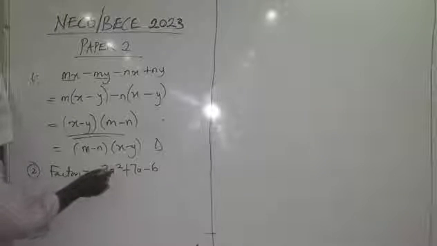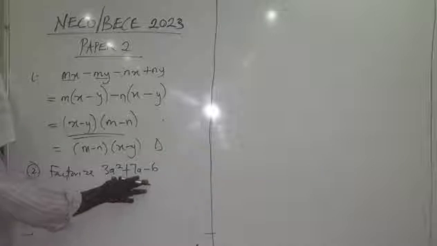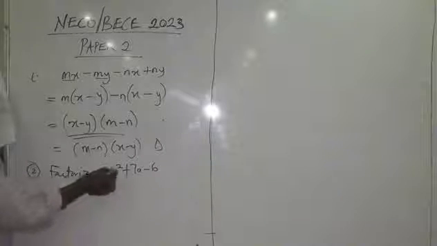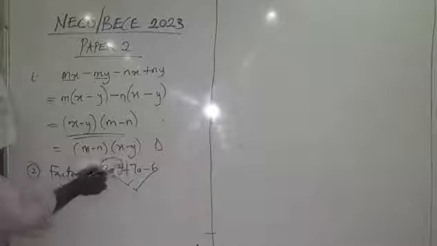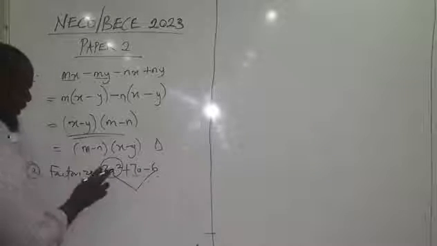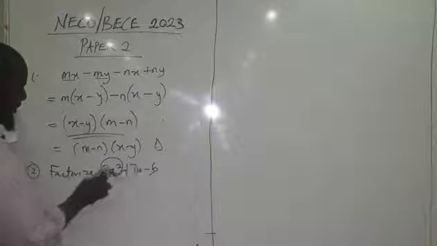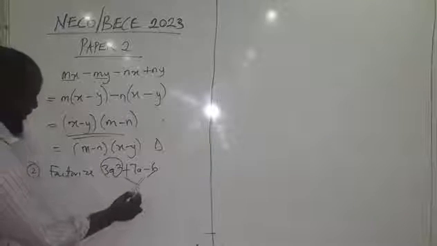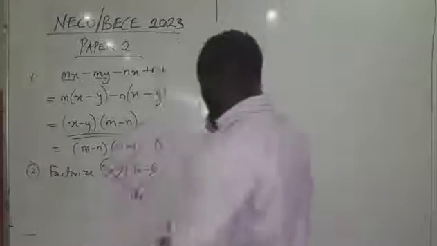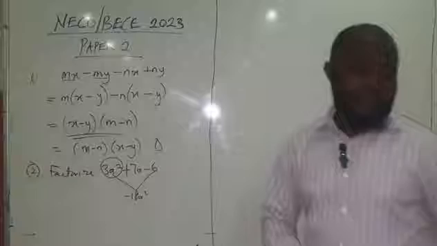You are going to multiply the trinomial expression, the term with the square, by the constant. That means we are saying 3a squared times minus 6. So 3 times minus 6 will give us minus 18a squared. Now, the next step is for us to look for factors of 18.